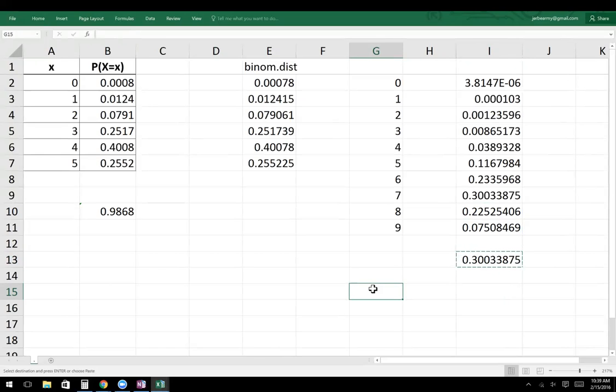But I want 8 or more. What's the opposite of that? Remember, the cumulative always does or less. So what's the opposite of 8 or more? 7 or less. So the other thing I could have done, I could have just said 1 minus binom dist. Well, I want 7 out of 9.75 or less. And that would have worked too. So, right. Okay.